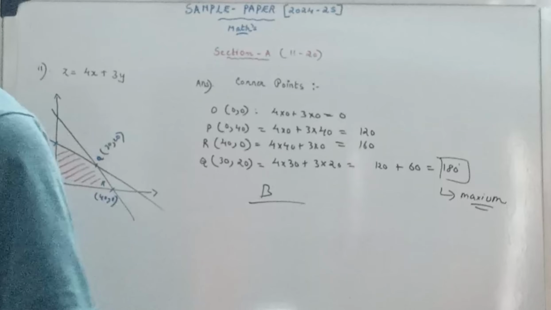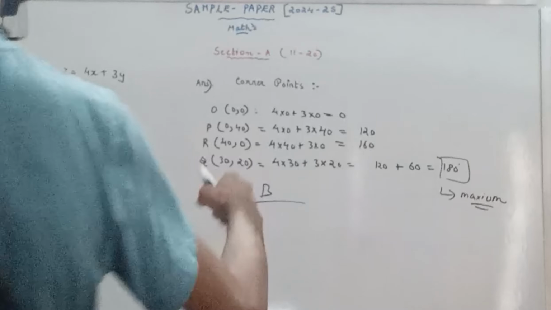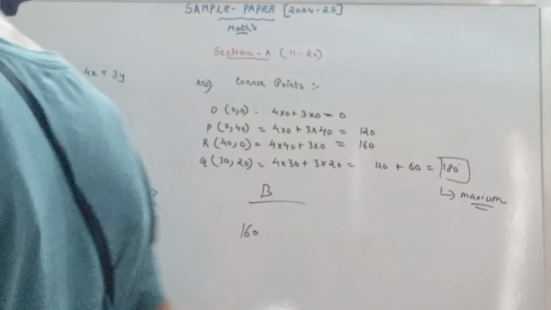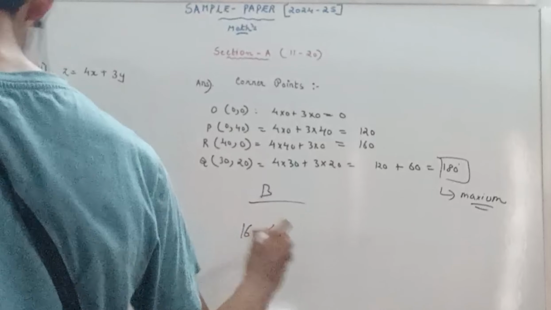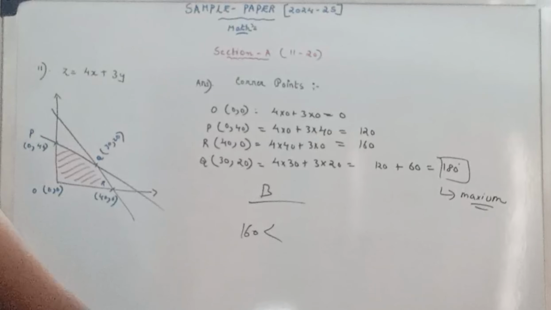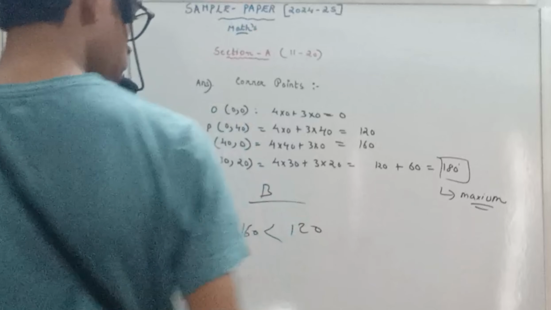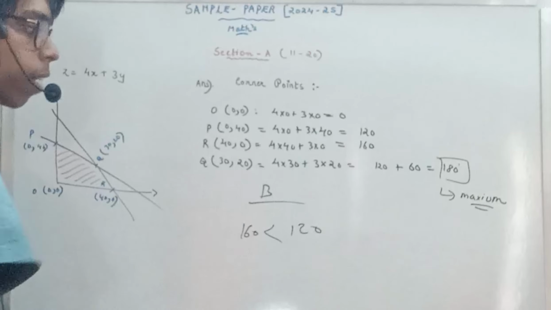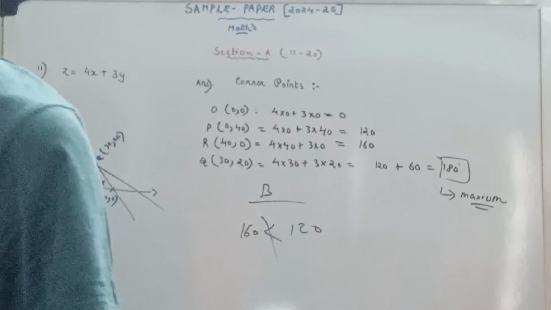If you want to check option C also, the value of z at R, that is (40, 0), is 160, which it says is less than the value at (0, 40). The value at (0, 40) is 120. We know this is definitely wrong, because 160 is greater than 120. So since this is wrong, option C is wrong.